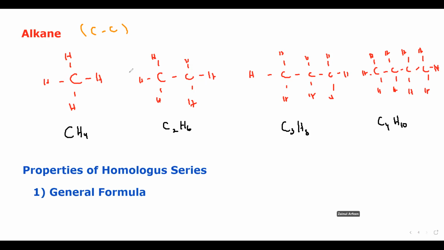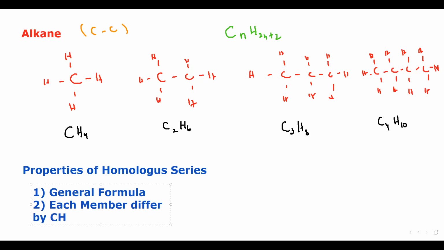So when we check, alkanes have a general formula. What is the general formula of alkane? The general formula is CnH2n+2. Alkanes have a general formula. That's why it follows the first property. Now what is the second property to be a homologous series? Each member differs by CH2. Meaning the difference between each member should be CH2.